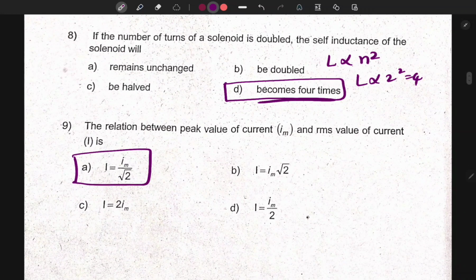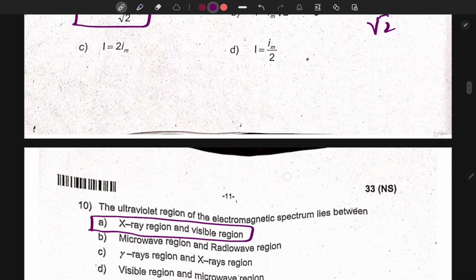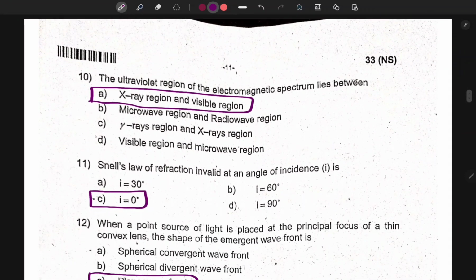Next, the relation between peak value of current. Here peak value is given as Im, so the RMS value is I. I RMS is equal to, we have already studied, I peak value divided by root 2. So here peak value is Im, I RMS is I, so option A is correct. Next, the ultraviolet region of electromagnetic spectrum lies between X-rays and visible rays. Yes, so UV rays have energy less than X-rays and more than violet light, so it comes between visible region and X-rays. Option A is correct.